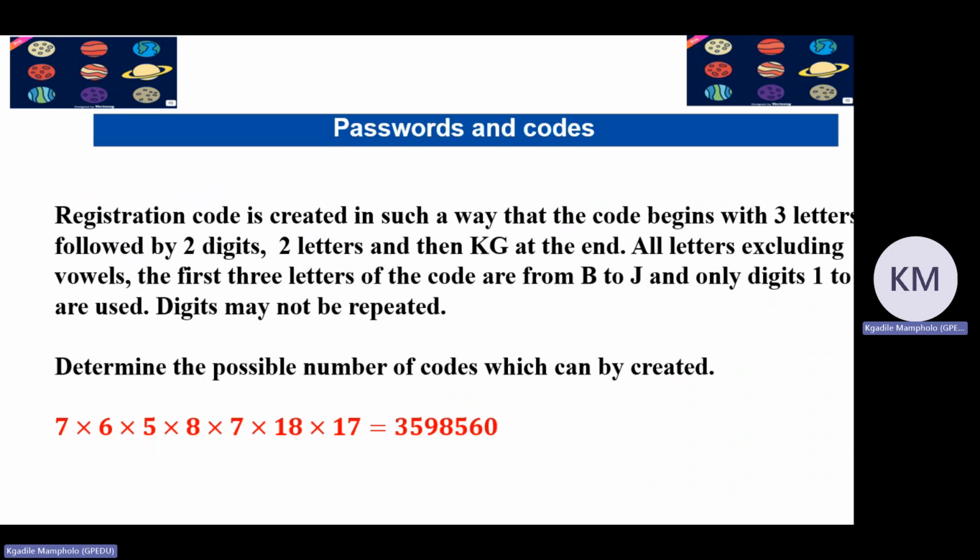You'll exclude the 5 vowels, then we're left with 21. We exclude the kg, then it will be 19. Then we exclude the 3 that should be at the beginning, then we'll have 16. Sorry, 16 instead of 18.